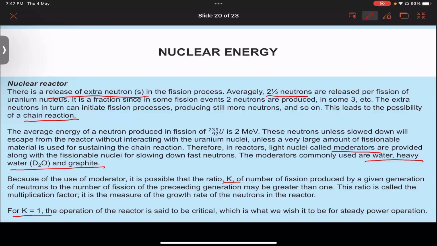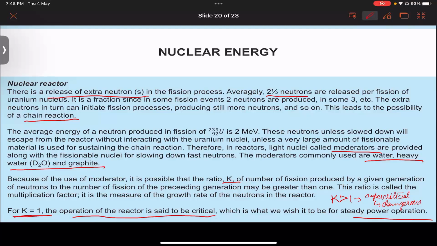If K is equal to 1, the operation of the reactor is said to be critical, and this is what we need for steady power operation. If K goes more than 1, it is supercritical, and it is not a good condition. It is dangerous. You have heard of the Chernobyl disaster. This is one of the reasons it happened: it became supercritical and it exploded.